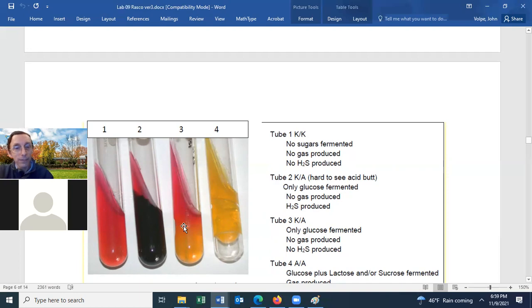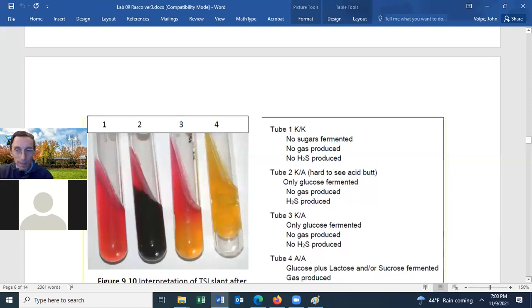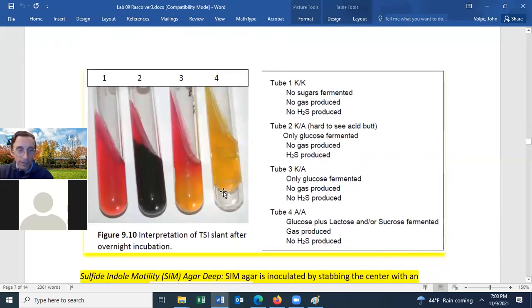And then if more than one sugar is used, it'll be yellow in the butt and yellow on the slant. And it's yellow on the slant because it's 1% sucrose or lactose. And so the sugar does not get used up by a day or two. And no hydrogen sulfide is produced because it's not black. We can say gas is produced because we have a bubble here and cracking of the media.